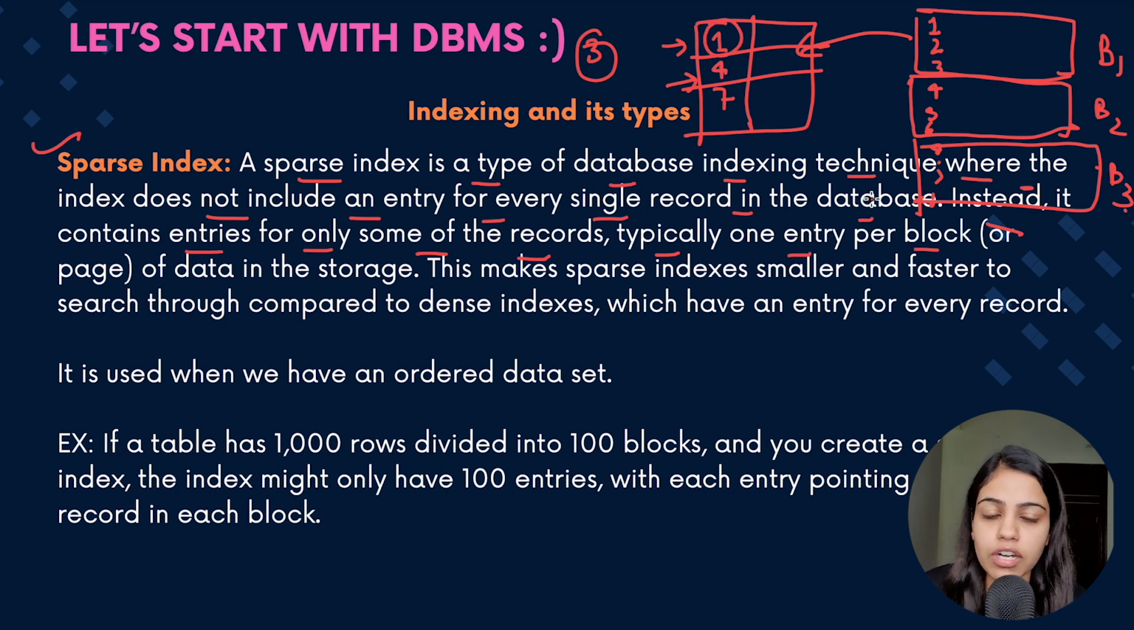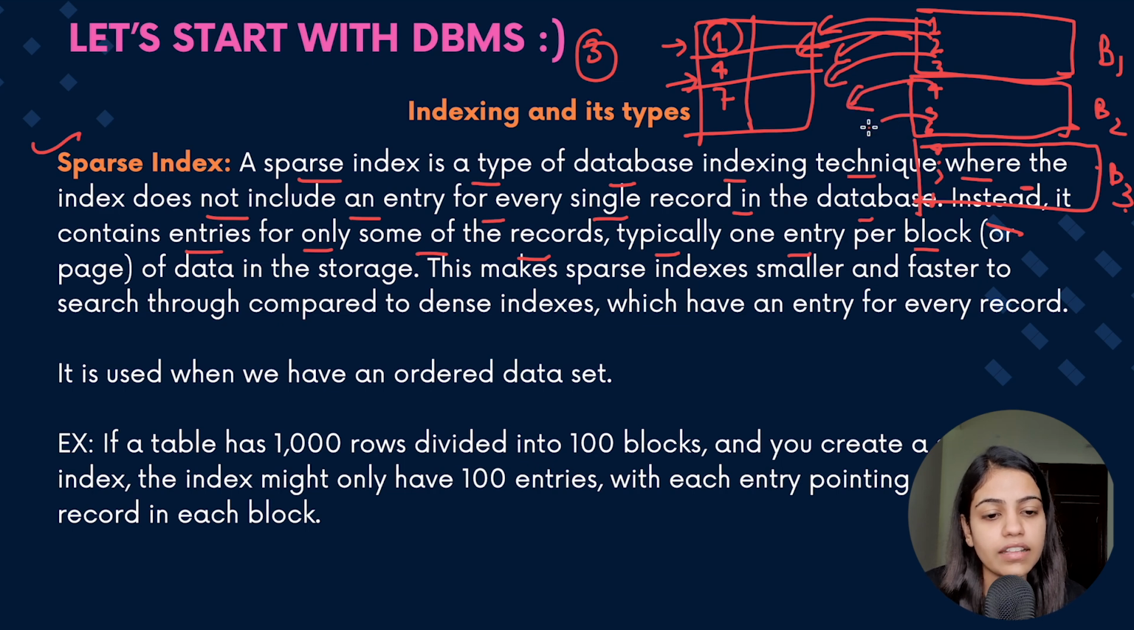So whenever we have sorted data, we can use the sparse index, where we don't need to store the value or the entry for each and every record present in our blocks. Rather, we can store only the first element of the block, and give the block pointer where that particular entry is stored in our database or on our disk.